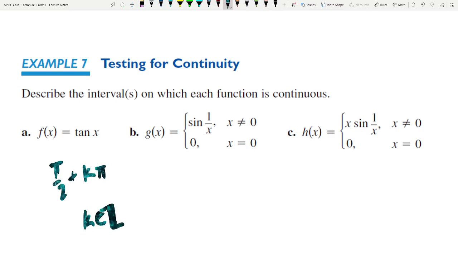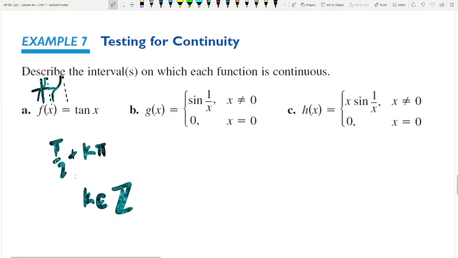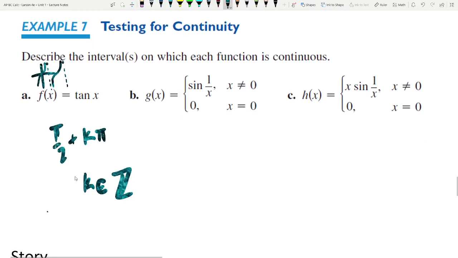Or bold on the Z. It's a really bad black. K is an element of the integers. So that is where we have discontinuity. Everywhere else we do have continuity, because we are having a tangent that just looks kind of like that, asymptotes there. So our intervals on which this is continuous is all of where these are. So, right, we have like pi over 2 to 3 pi over 2, and so on.